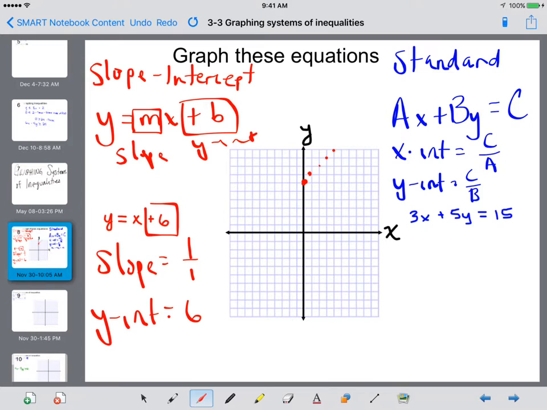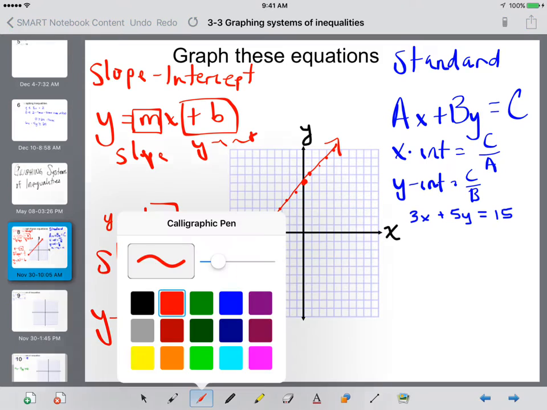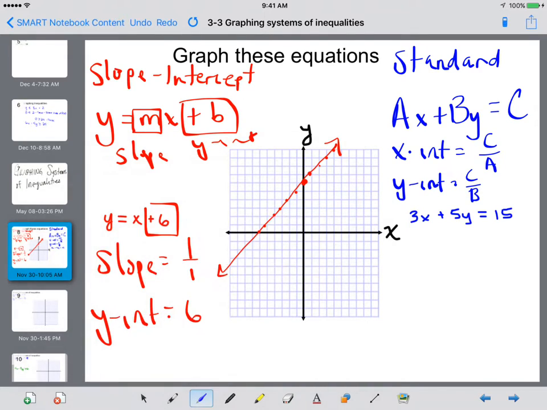Now if I go down 1, I'm going to go left 1, down 1, left 1, and you can be a little more perfect than I can on the iPad. But you know which one I'm trying to get to. You make as many points as you can, and you draw a nice line, with a ruler, preferably. I don't have a ruler that fits on the iPad here.